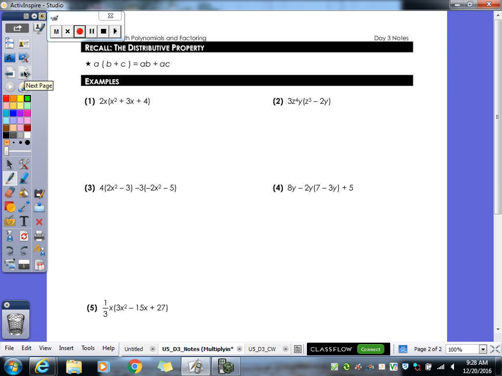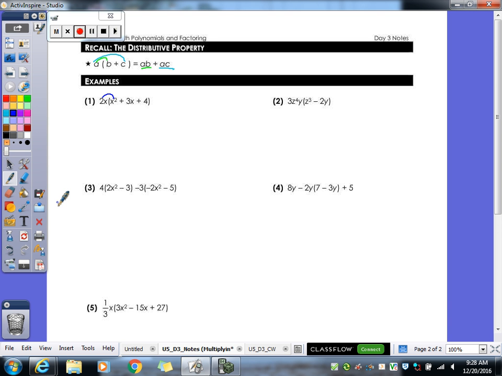Yes, distributive property. Remember, that means we multiply through the parentheses. So I did a times b, and then I did a times c, and you add the two of those things together. Bless you. So looking at our first example here, I have 2x that I need to distribute through.